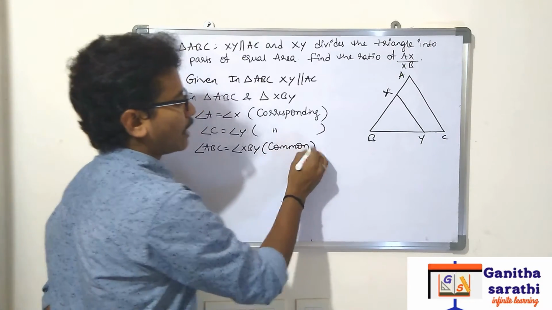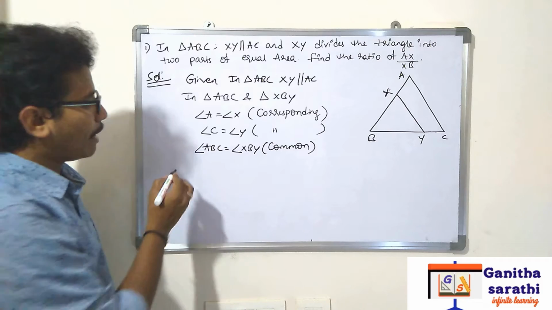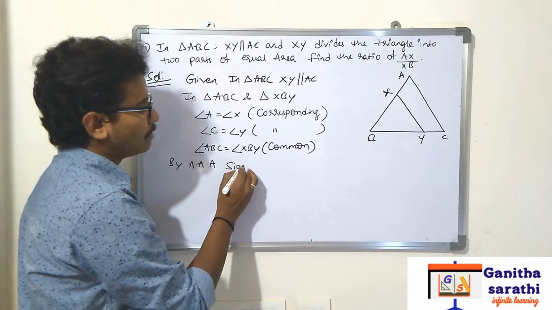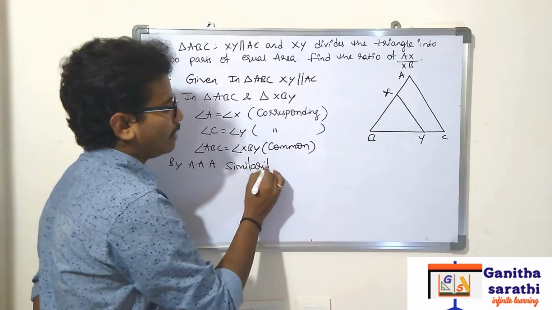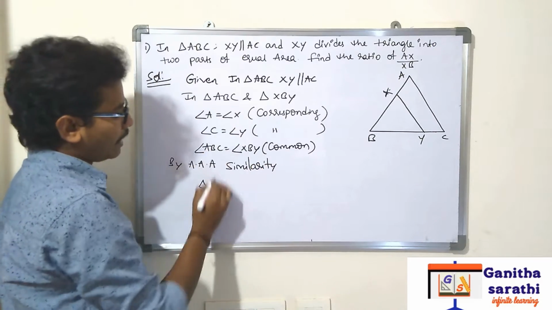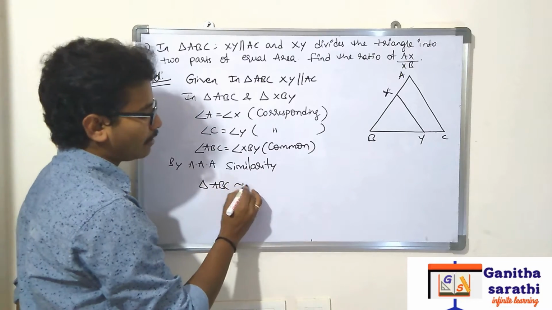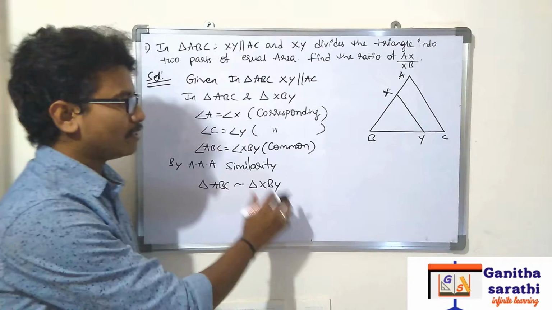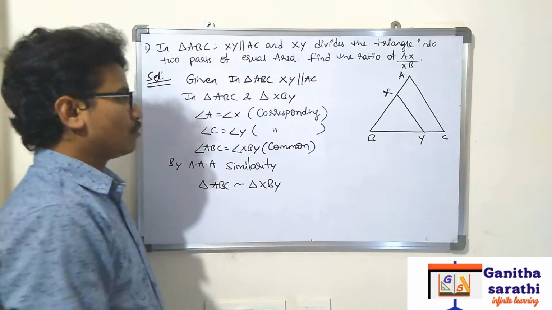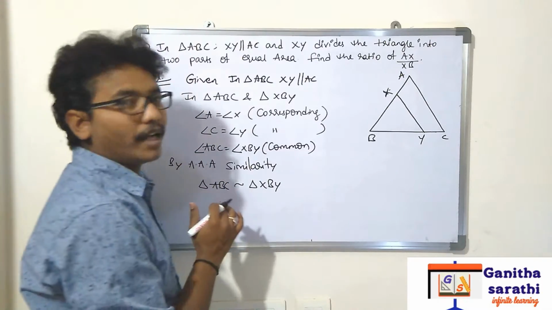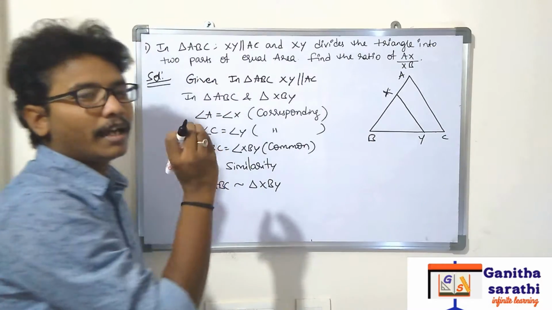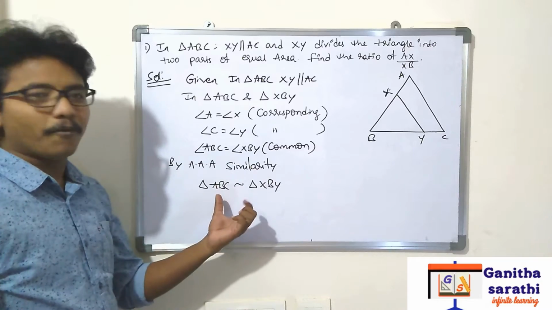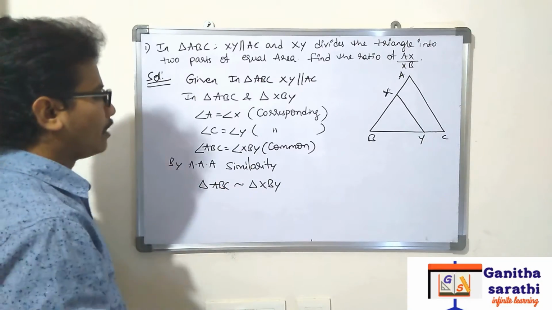So by which criterion can you prove it? By which similarity? By angle similarity, triangle ABC is similar to triangle XBY. So we got this one. Now what do we have to find? We have to find the ratio of AX by XB. Got it, all of you? First I have proved the triangles are similar. Okay, now see here.